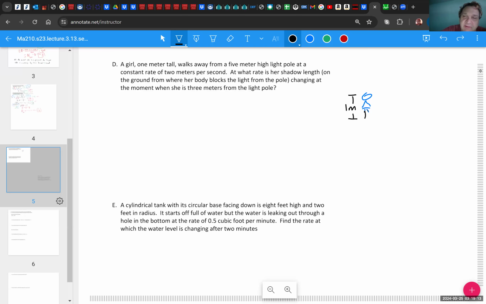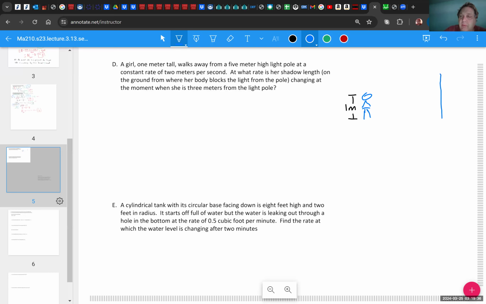So she's on the ground. You can't draw very well, as you know. So there's my taller girl. She is walking away from a 5-meter high light pole. It doesn't matter whether you draw the light pole over here to the left or to the right. I'm going to draw it to the right just because I have space on my screen.